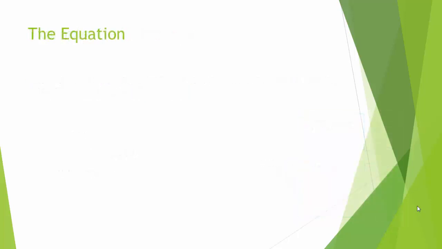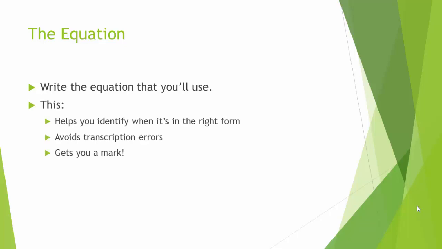Next is the E in GESS, equation. We just write the equation we're going to use. The good news is it's really easy to figure out that equation because we've written the givens and the unknowns. All we have to do is find an equation that has all those letters in it. So writing the equation, though, helps you identify when that equation's in the right form. We'll talk more about that in a second.